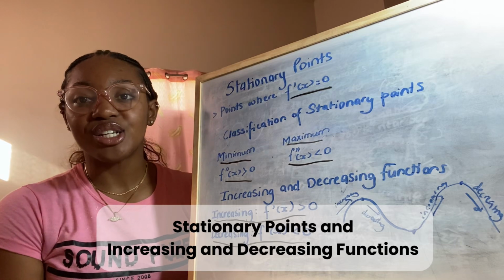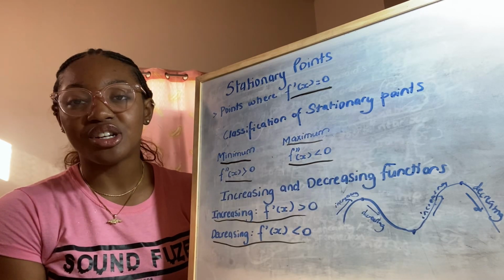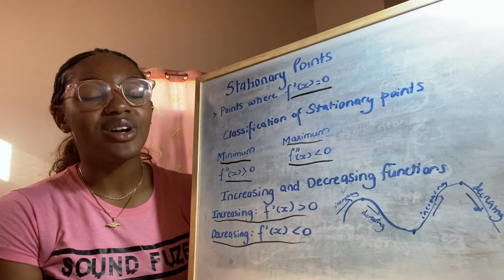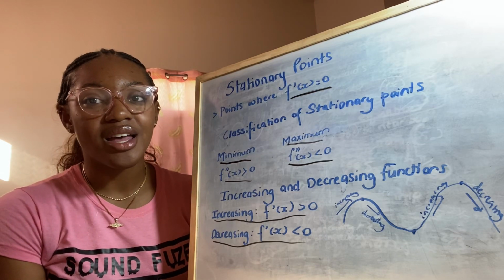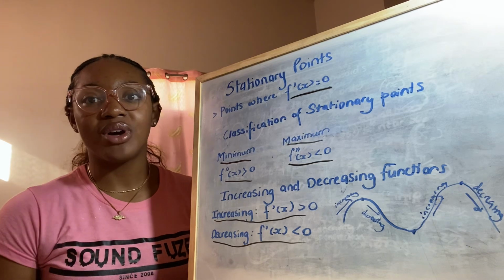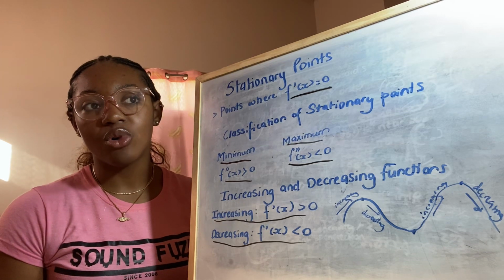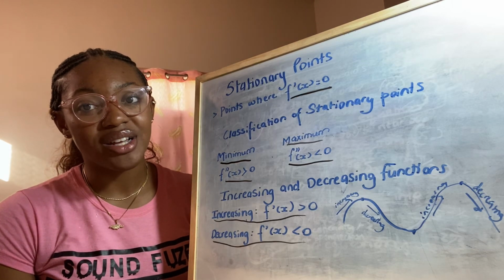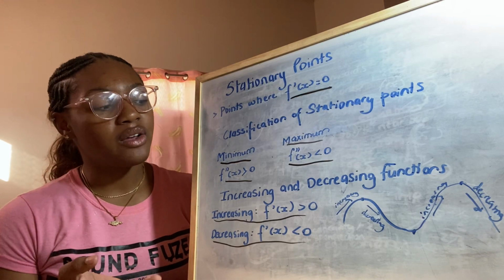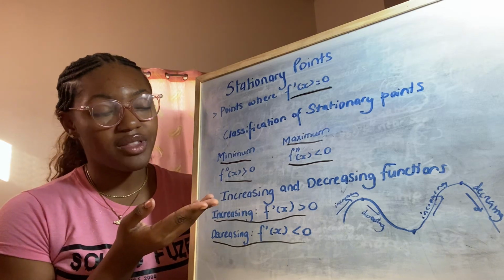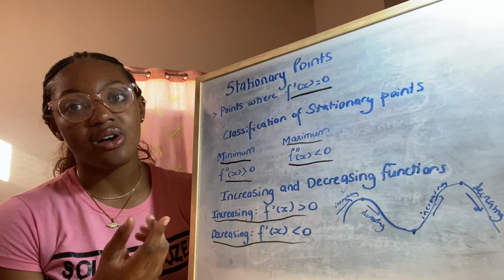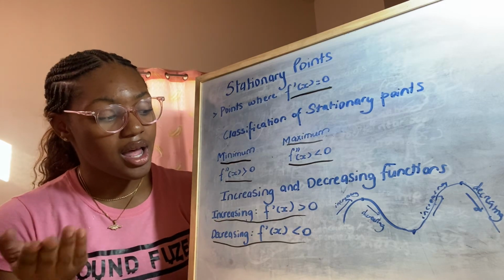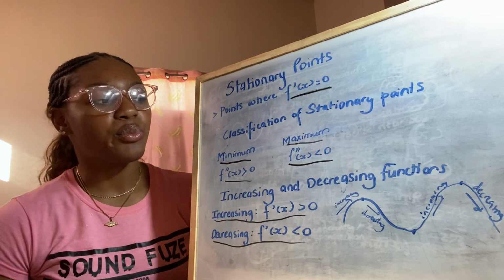So here we have a stationary point. The stationary points are just the points where the first derivative is equal to 0. When we're classifying the stationary points, we're thinking of whether the point is a minimum point or a maximum point. What we use to classify stationary points is the second derivative. If it's a minimum point, the second derivative is greater than 0. However, if it's a maximum, the second derivative would be less than 0. And that's basically it for stationary points.